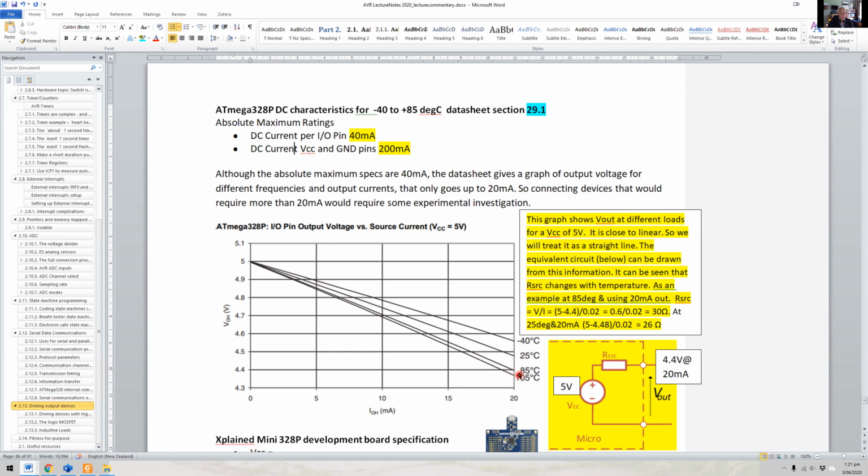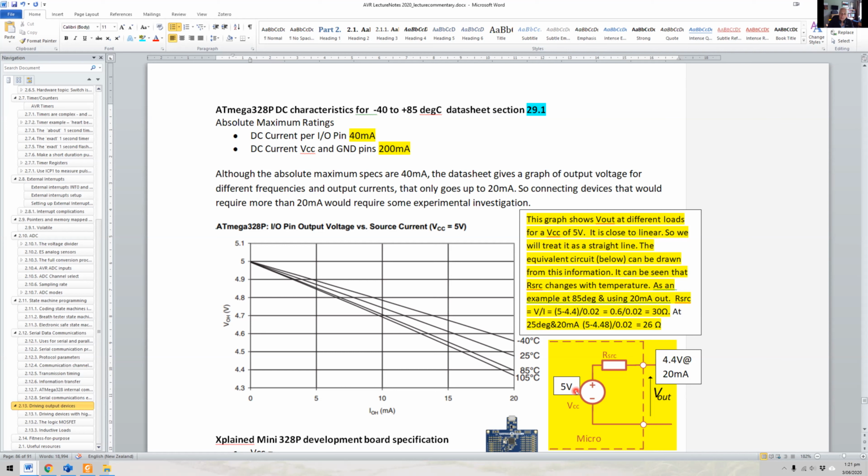As we're drawing more current through this resistor, the voltage across it is increasing and the output voltage is reducing. Just that standard voltage divider action again. So if we've got 20 milliamps through the resistor here, that means we've got 4.4 volts at this point, which means there's a 0.6 volt drop across this resistor.